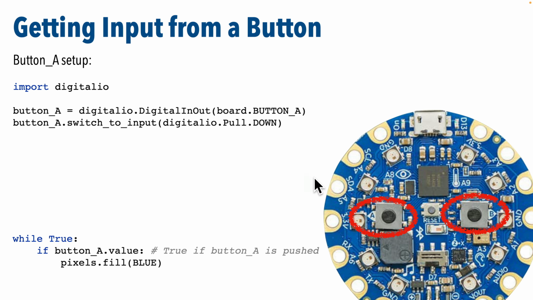But after we've got button A set up, we can check to see if button A is being pushed by checking its value parameter. Dot value. If dot value is true, then the button is being pressed. If it's false, it's not being pressed.